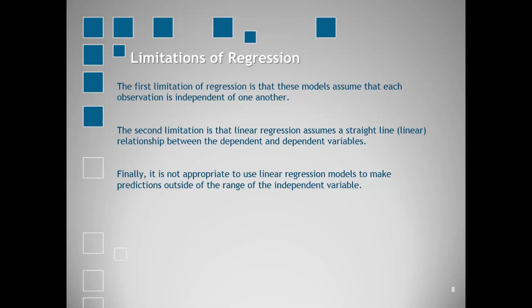Finally, it is not appropriate to use linear regression models to make predictions outside the range of the independent variable. That is, let's say we have a data set of people's heights, and the tallest person is 6 foot 8 inches tall. We can make predictions up to 6 foot 8 inches, but anything above that, we cannot make a prediction about. And the reason for that is we don't know if the linear relationship in the model holds for values outside the range considered in the data.